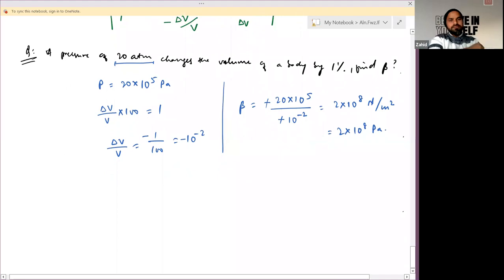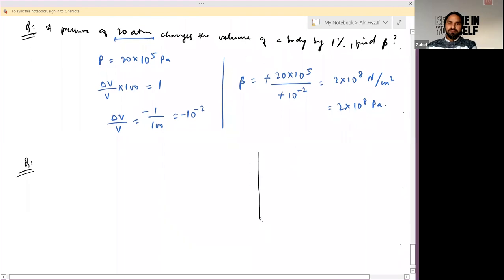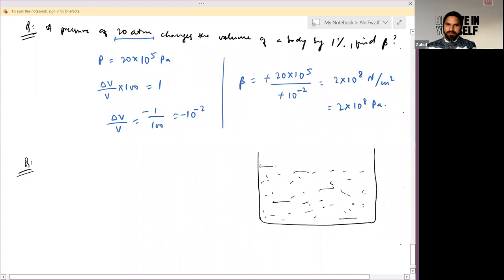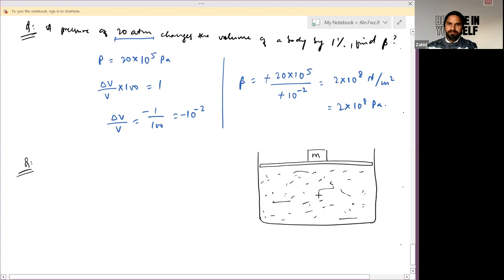Suppose in this question, there is a vessel in which liquid is completely filled, and there is a piston on whose surface a block having mass m is placed. Now suppose a sphere having radius r is inserted in it.